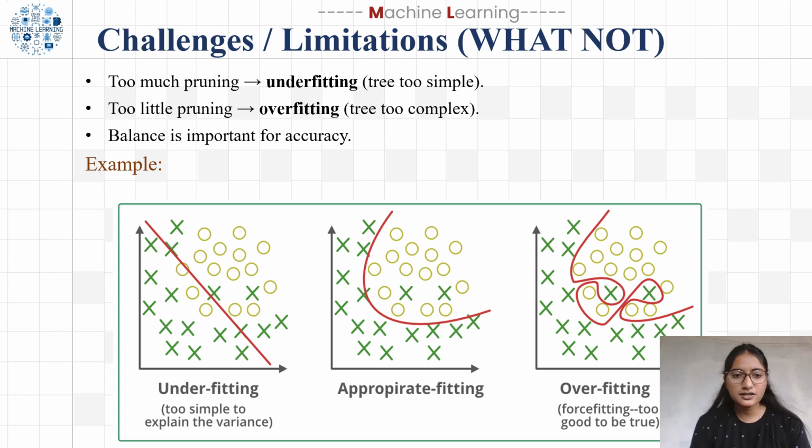So look at this image where the graph on the left is underfitting, which is too simple, and the graph on the right is overfitting, which is complex, and the middle one is just right, properly balanced pruning. So the real challenge is to find the sweet spot between simplicity and accuracy.